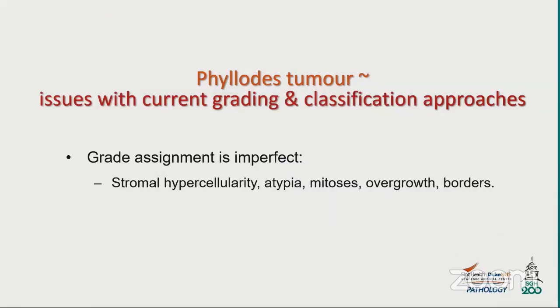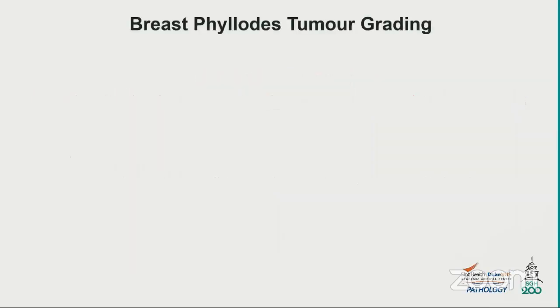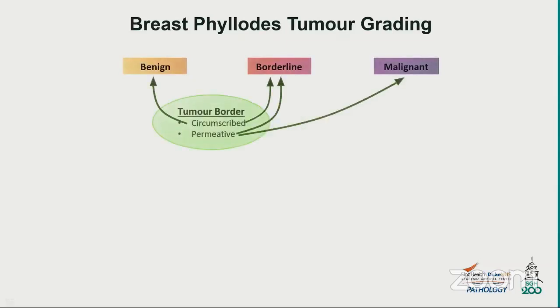Fundamental issues with current grading and classification approaches for phyllodes tumor are that the grade assignment is inherently imperfect when one has to rely on multiple parameters for evaluation, with each parameter having its own tiers of categorization. So let's look at how phyllodes tumors are graded in usual practice. So we look at the tumor border, but both the benign and borderline tumors may demonstrate circumscribed contours, whereas either the borderline or malignant tumor can display permeative margins.